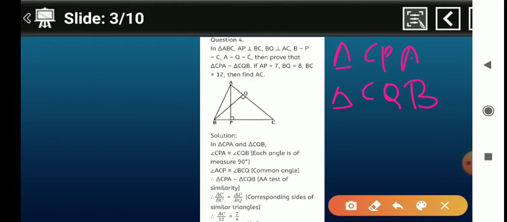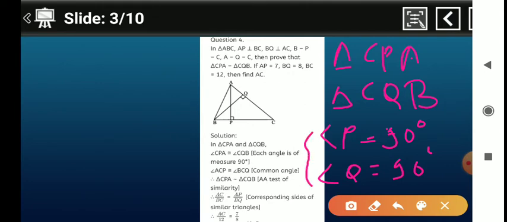So in triangle CPA we can see this angle P is equal to 90 degrees. Angle P is equal to 90 degrees. It is a right angle, so it is 90. And in triangle CQB, angle Q is 90. So angle Q is 90 degrees in CQB. So we get one pair of angles.